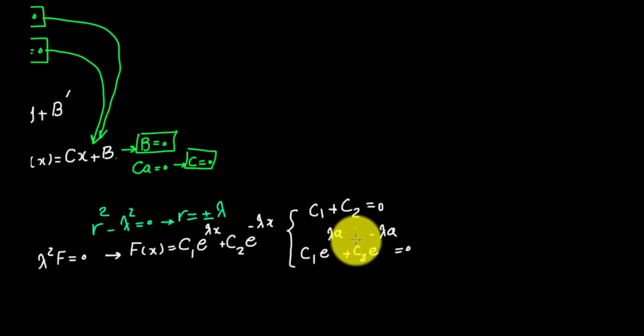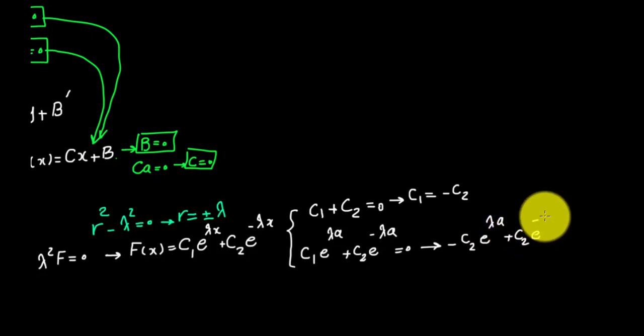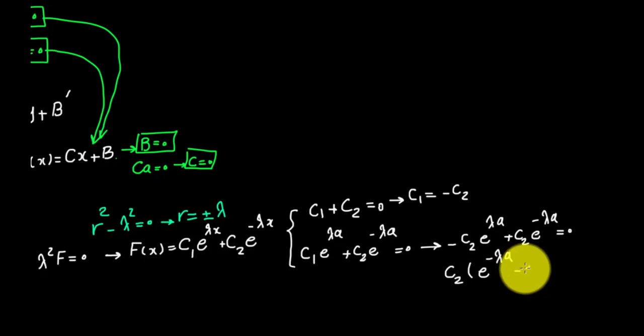So the only way that we can solve for C1 and C2 that are non-zero is that first I can solve C1 in terms of C2. The first equation gives me C1 equals to negative C2. Now we can plug it into the second equation. Wherever you see C1, you can plug negative C2. So it gives negative C2 e to the lambda A, positive C2 e to the negative lambda A equal to 0. Now we can factor from C2, and that gives e to the negative lambda A minus e to the lambda A equal to 0.